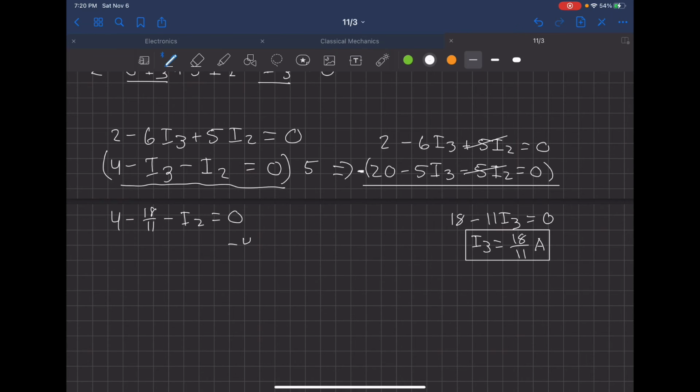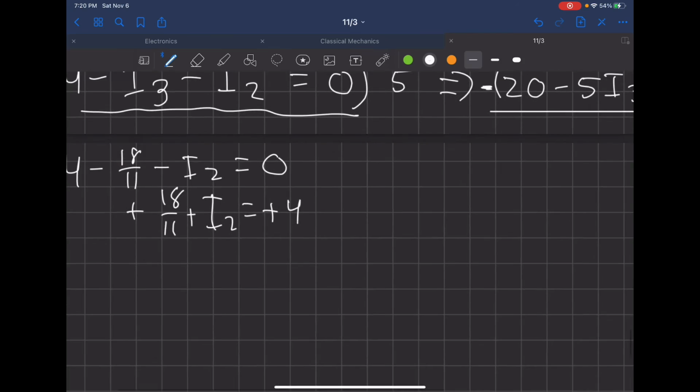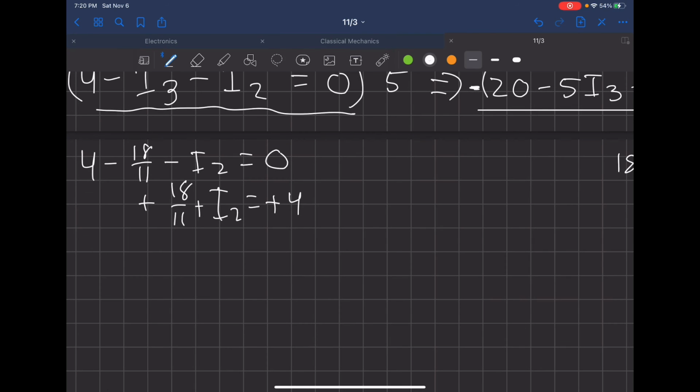This is going to give us minus 4 is equal to minus 18 over 11 minus I2. This is going to be plus, plus, plus, because we can just multiply this whole equation by -1. And then subtract the 18 over 11. This is just 44 over 11. And we could say I2 is equal to 44 minus 18 over 11. Cancel that guy out. I2 is equal to, all right, here's where it gets tricky. 26 over 11 amps.